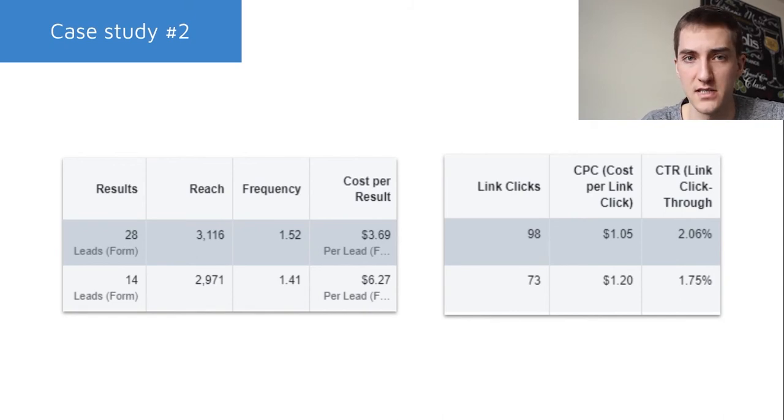The first case study, I think the conversion rate was about 18%. So 18% of the people who clicked on the landing page converted. With this one, about 25% converted. So any number of factors could contribute to that. It could be the audience, it could be the problem we're solving, it could be our offer, it could be the fact that we're using a lead generation ad compared to a conversion ad. But the fact that we saw a higher conversion rate allowed us to have some flexibility on that cost per click and click-through rate.